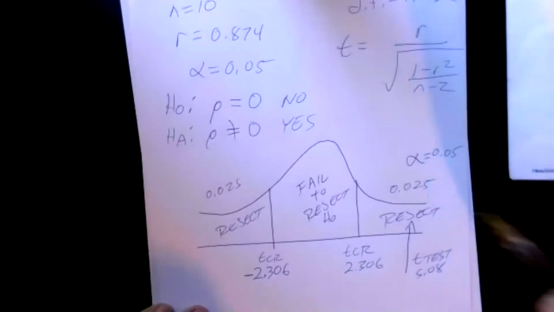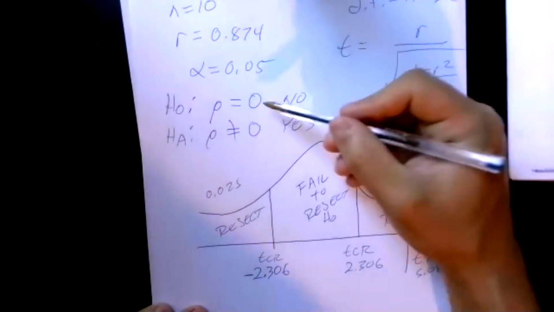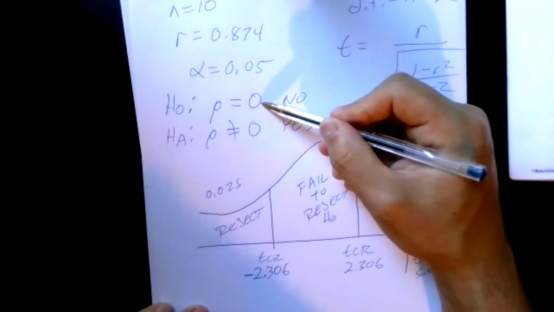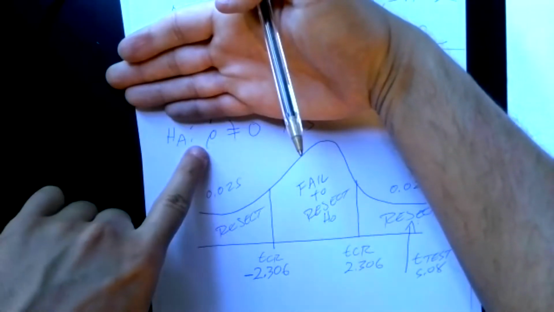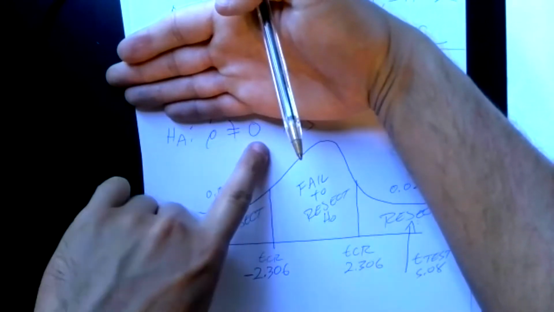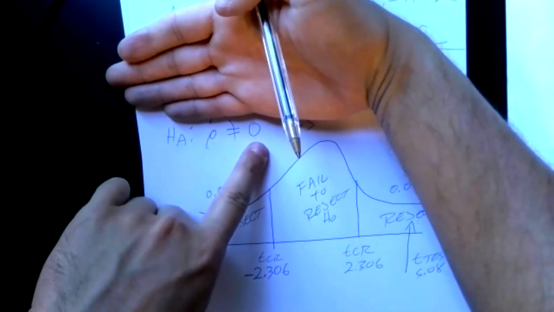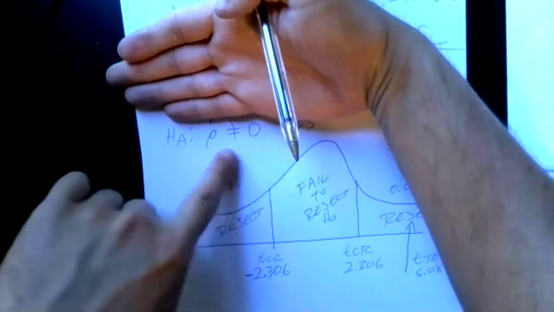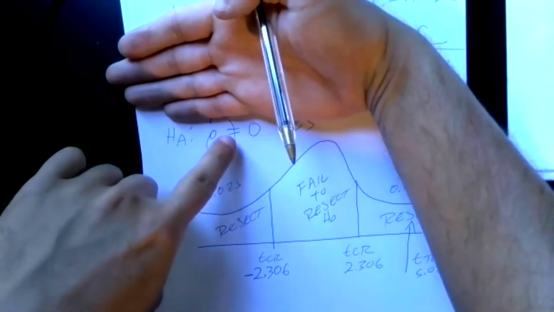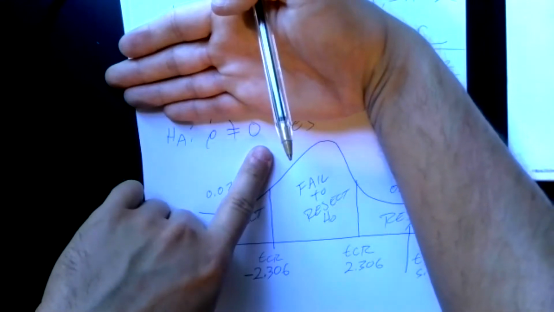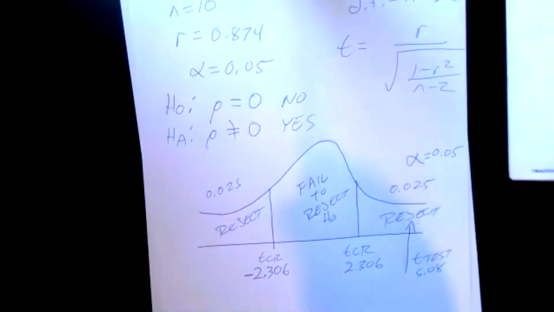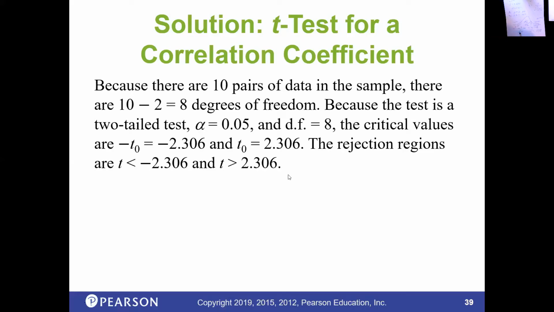So, what does that mean? The null hypothesis, we reject that. It's out, which leaves us with the alternative. Rho is not equal to 0. Now, don't think of that not equal as a bad thing. If rho is not equal to 0, it means there is significant linear correlation of some kind. And that's what they're saying here in the text.